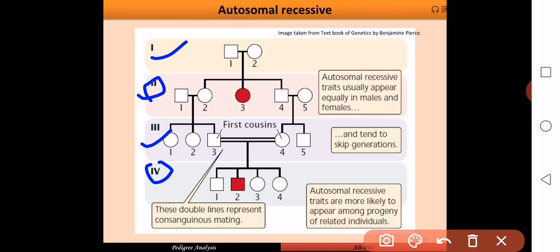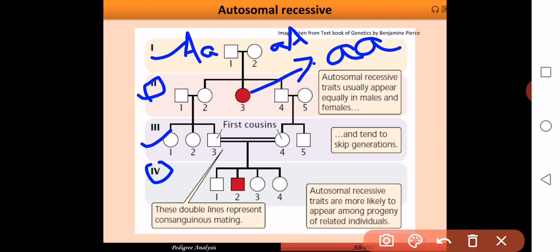Let's have a look at the genotypes also. This individual 3 definitely will have small a as the genotype. Only then is she affected. The possibility of getting a small a is that the father and mother are carriers. That means they have to donate at least one small a from here and one small a from here. So definitely they are carriers, and the small a from the father and the small a from the mother have been carried over into the daughter, and hence she is an affected person.